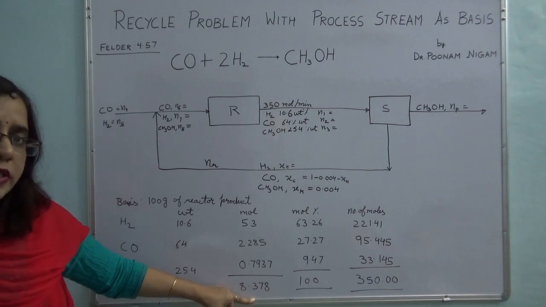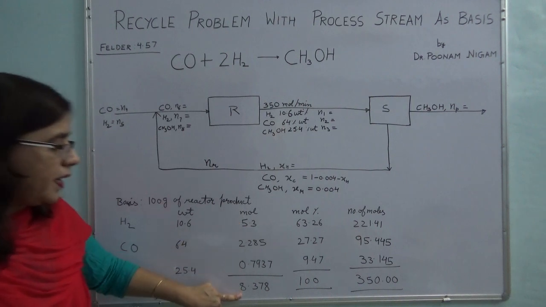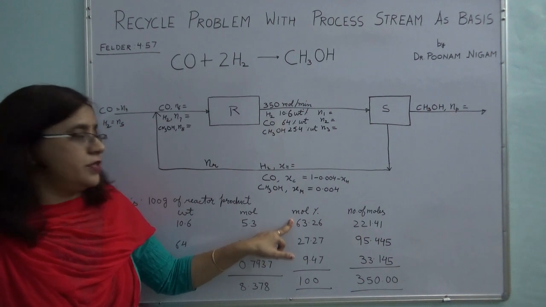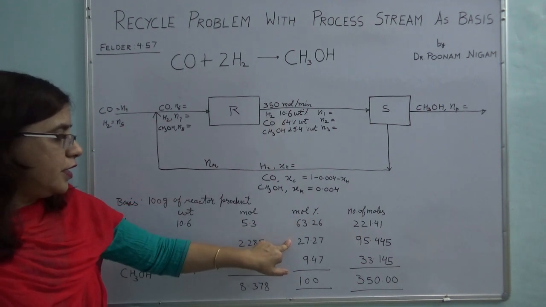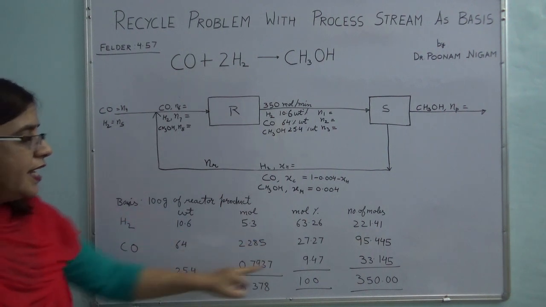Now the next step is to calculate the mole fraction. So I will calculate 5.3 divided by the total number of moles, that gives me 63.26% of hydrogen. Similarly, this divided by this gives you mole percentage of carbon monoxide, and so on.